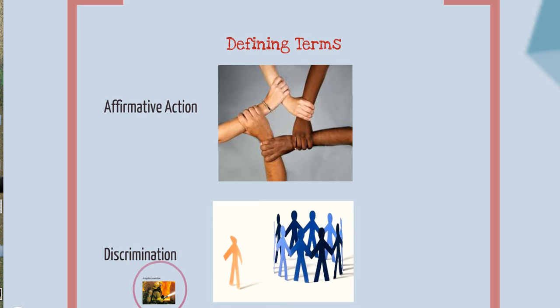Now, discrimination is also an important term that we need to look at. And the concept of discrimination relates to a guarantee that all persons shall be afforded equal and effective protection against discrimination on any grounds such as race, color, sex, language, religion, political or other opinions, national or social origin, property, birth, or other status.